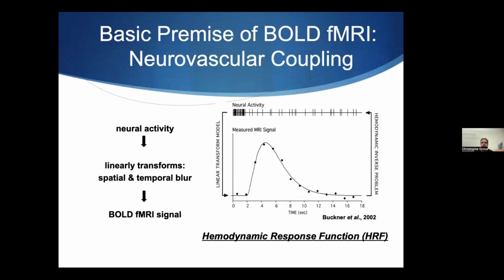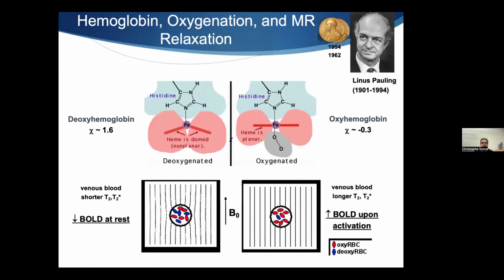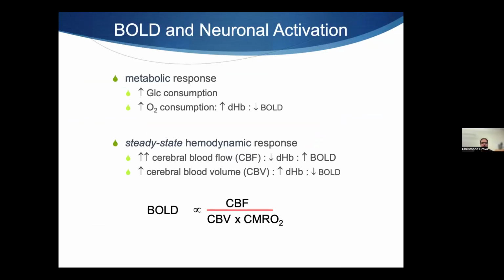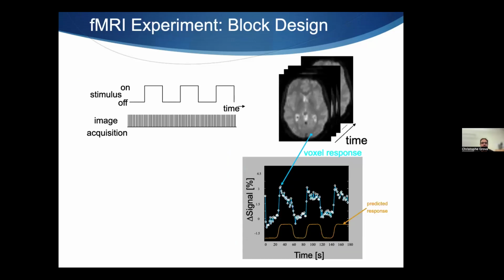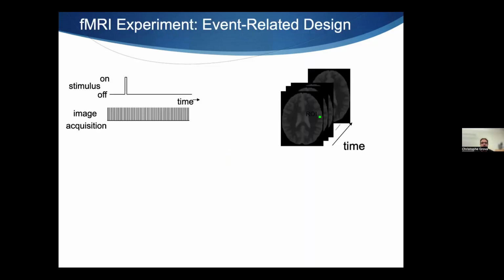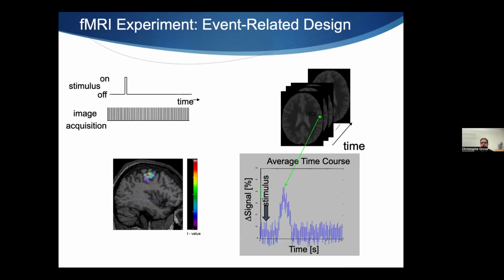And then you can make a map. This is the typical shape of the fMRI response. I'll skip that because this is all known. And you can do event-related design as well.